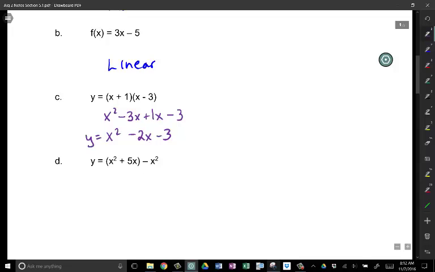Is there an x squared term? So therefore, is this a quadratic? Yes. Okay, so this is a quadratic. All right, last one. You make the determination. Take about 20 seconds, talk it over with your neighbor, and tell me, quadratic or linear? Go. You must write down your answers.